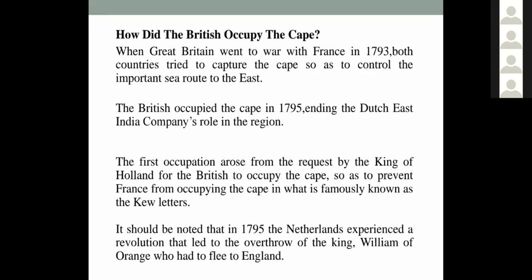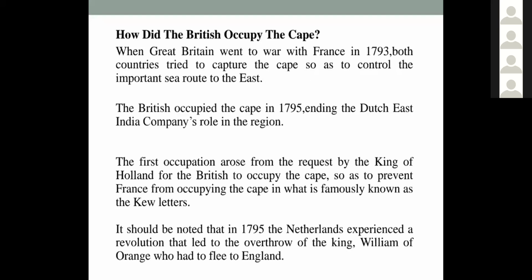So that's why we say that the first British occupation of the Cape came after the request of King William of Holland, requesting the British to take over the Cape. Why did the King request Britain to take over the Cape? The King requested this simply because he feared that the Cape would fall into the hands of the French, who were now indirectly controlling Holland, which was in the hands of the Batavians.